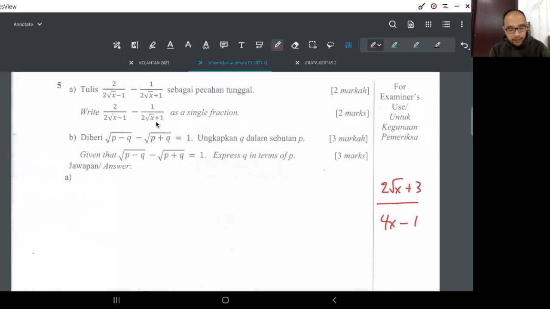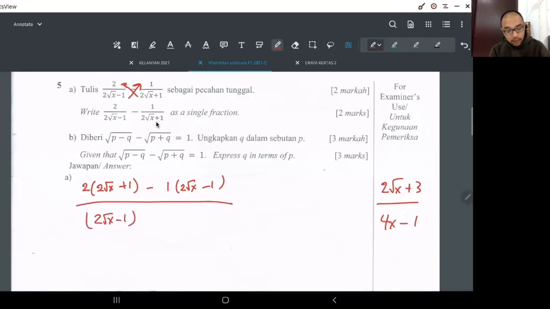If you need a hint, you can cross multiply this. So you get 2 times (2 square root of x plus 1) minus 1 times (2 square root of x minus 1). Then you combine these two, (2 square root x minus 1) multiplied by (2 square root x plus 1), and so on and so forth. That's the pretty normal step.